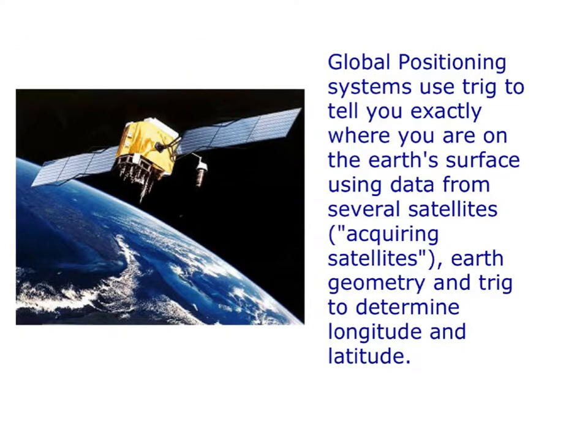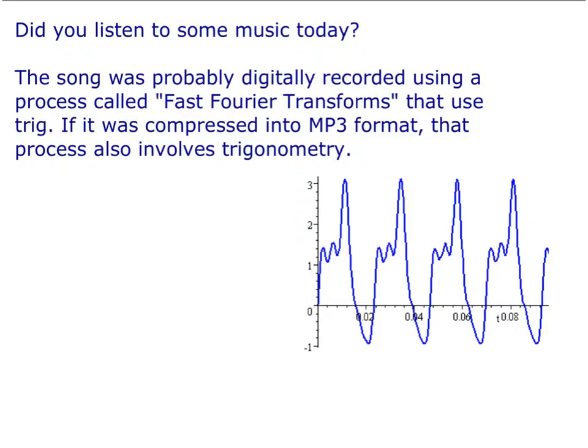Global positioning systems also use trig. It's usually some kind of triangulation method when you are sending signals up and bouncing them off of a satellite to determine exactly where the position of the object you're looking for is. It also determines the latitude and the longitude. Music, digital recorded music uses a type of cyclical waveform. This is MP3 format. We have MP4 now. But it also involves trigonometry.